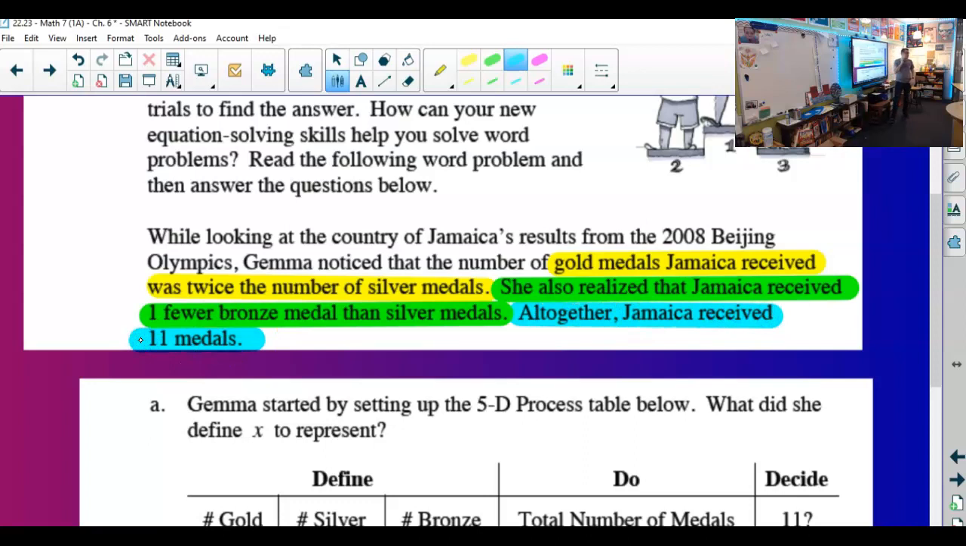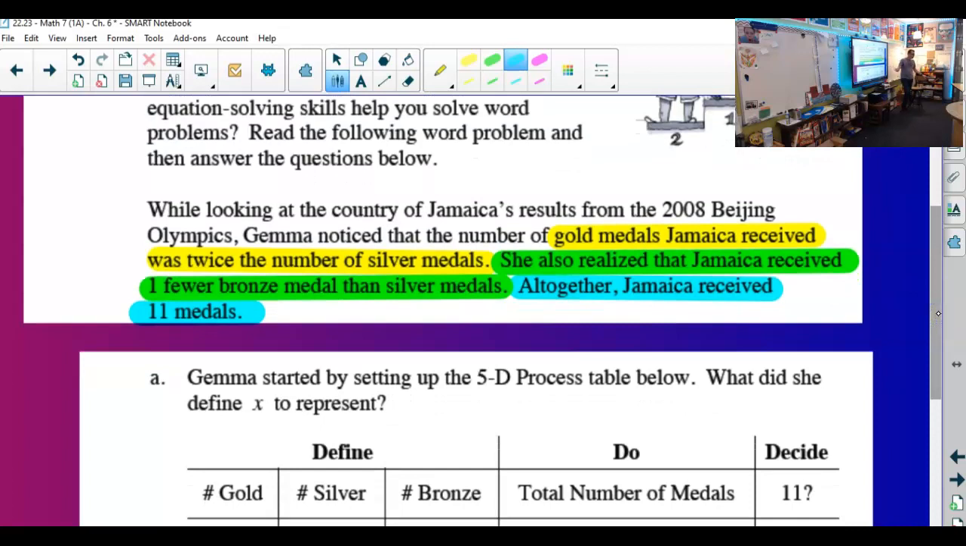So I bet you have what you need now. If you still don't quite know what you're doing, we could do 5D. You could set up 5D, but I don't think we need to. So take at least 3 minutes and try to set this up like gold equals, silver equals, bronze equals. Right, because we're going to talk about gold, silver, and bronze. G equals, S equals, B equals, and we're going to go from there.